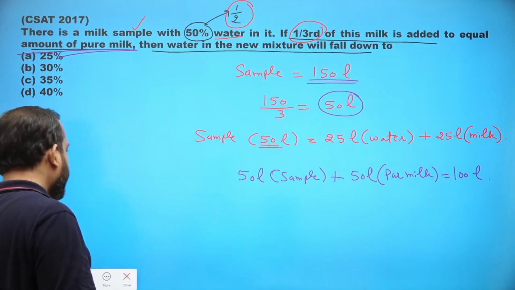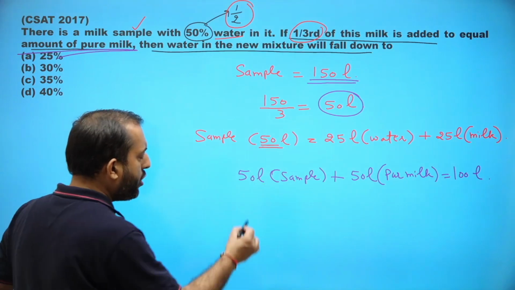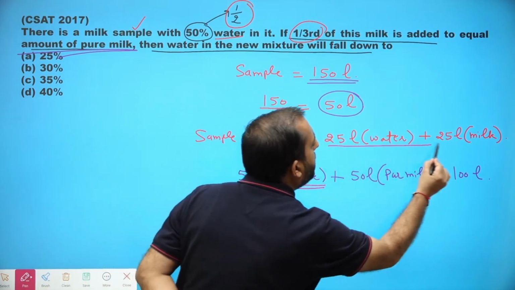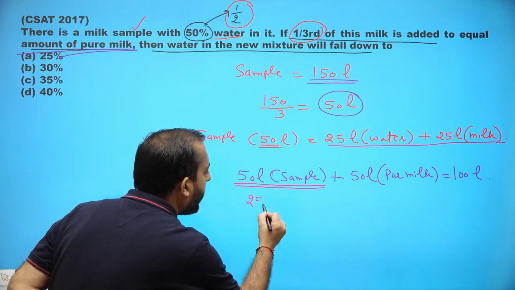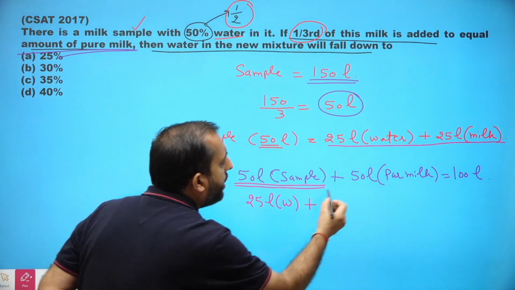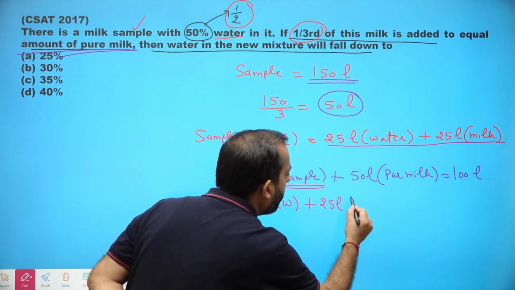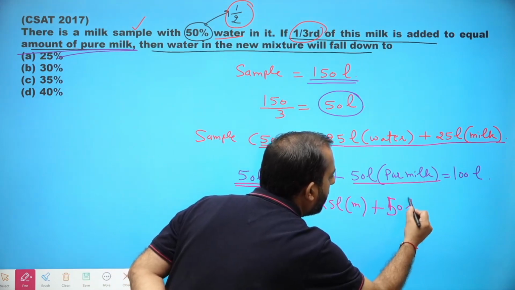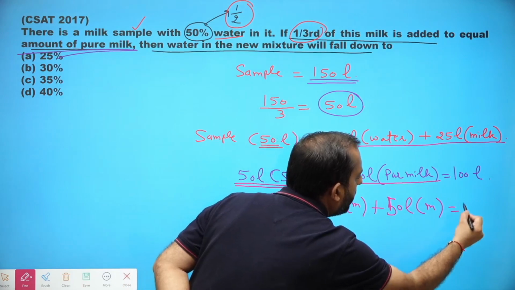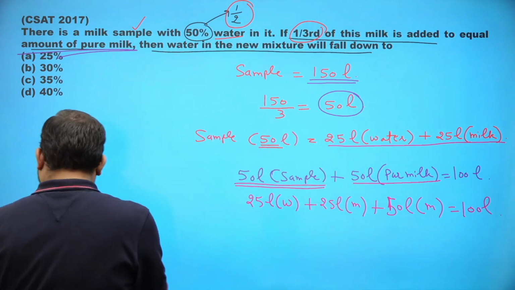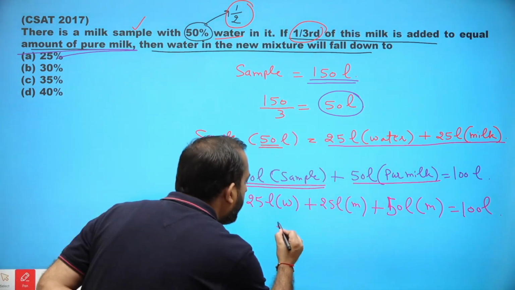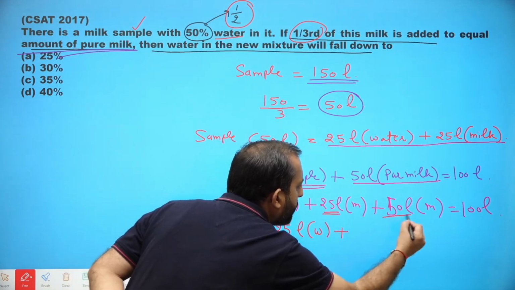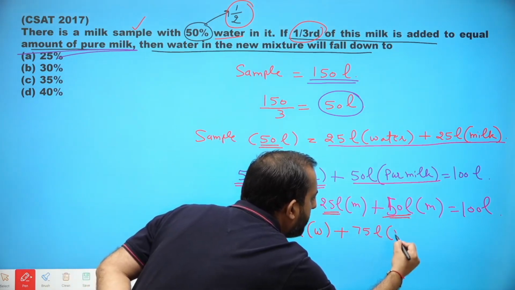Now if you pay attention to this equation formed carefully, you will find this is the 50 liters of sample. In 50 liters of sample, we have 25 liters water and 25 liters milk. And then this 50 liters of pure milk. So in the new mixture, only 25 liters water is present and 25 plus 50, 75 liters milk is present.